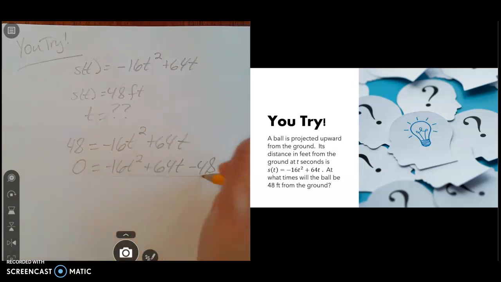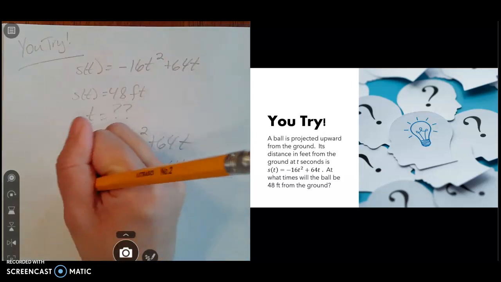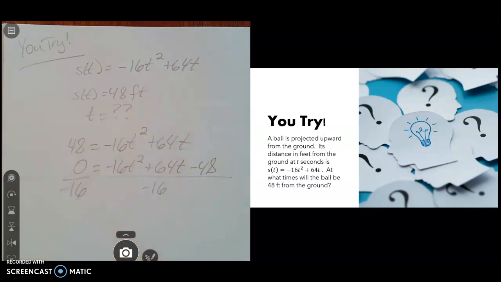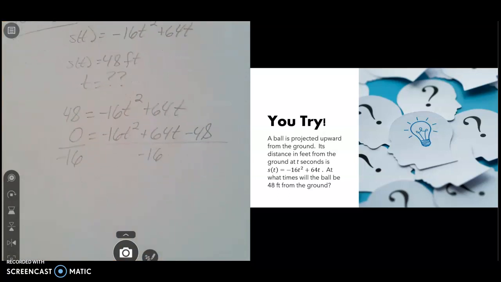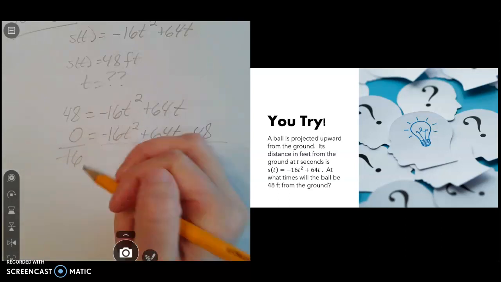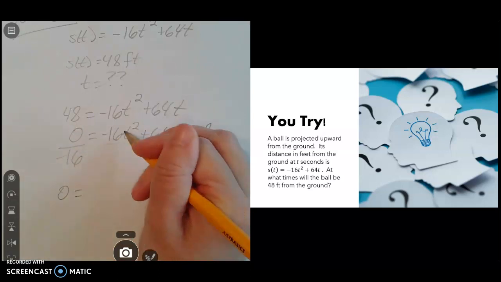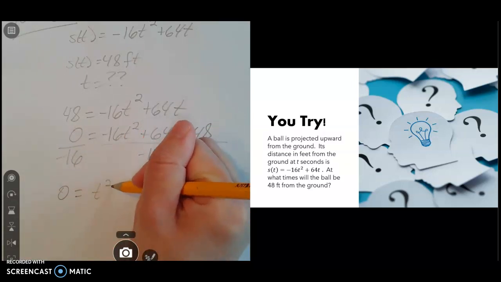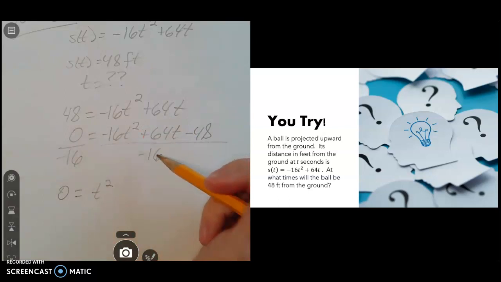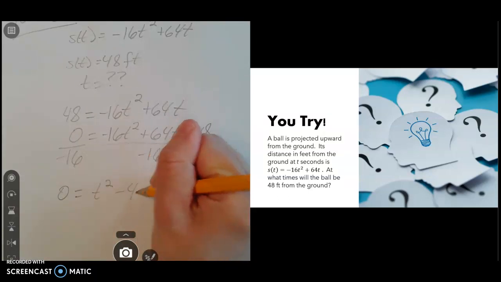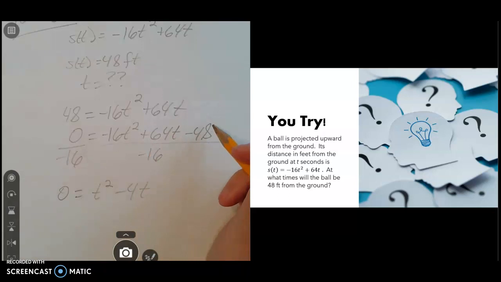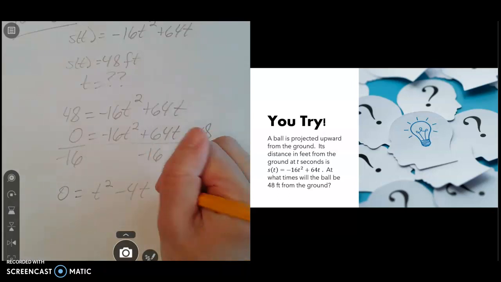If you'd like to make your life easier, 16, 64, and 48 are yet again all divisible by 16. So if you'd like to divide both sides of your equation by negative 16 to make your life a little bit easier, you are welcome to do that, because it is an equation and you can divide both sides of an equation by the same thing. 0 divided by negative 16 is 0. Negative 16 divided by negative 16 is 1, so we'll have 1t squared. 64 divided by negative 16 is negative 4, so we'll have negative 4t. And negative 48 divided by negative 16 is positive 3.